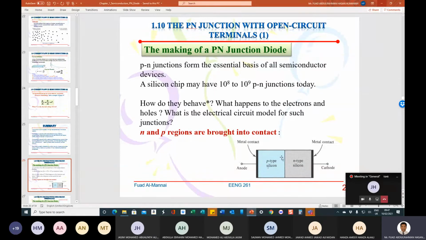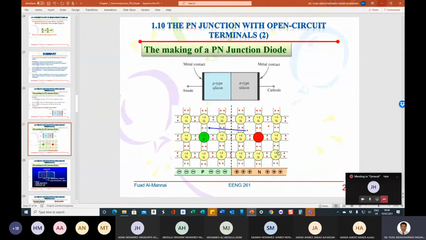Now, since we brought them together in contact, how are we going to analyze what's going on in the middle here? This is the junction. What's going on in the middle? That's on the next slide, slide number 27.